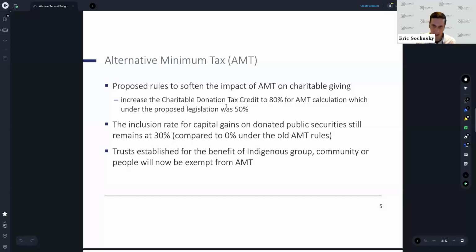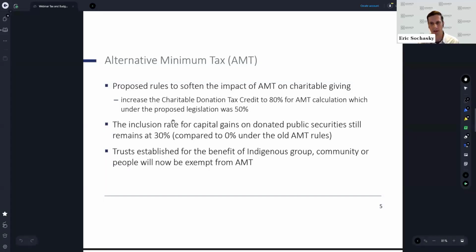So the rules were changed last year, and some of the proposed rules coming out of this year's budget soften the impact of AMT on charitable giving. One of the issues was a charitable donation tax credit from last year's budget. You could only use 50% of it towards decreasing your AMT. So budget 2024 has increased the charitable donation tax credit to 80% for AMT.